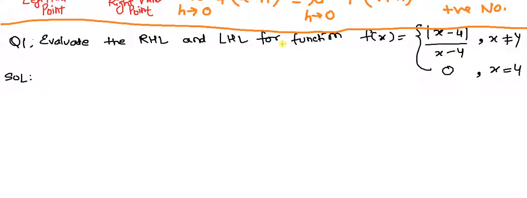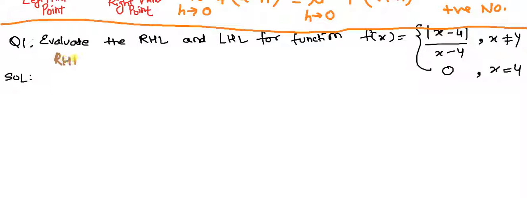What does this question mean? How do you solve it? You'll have to figure out at which point you need to find the limit. Obviously there's a discrepancy at the point 4, so you'll be finding the limit at the given point. So we'll find both the limits.